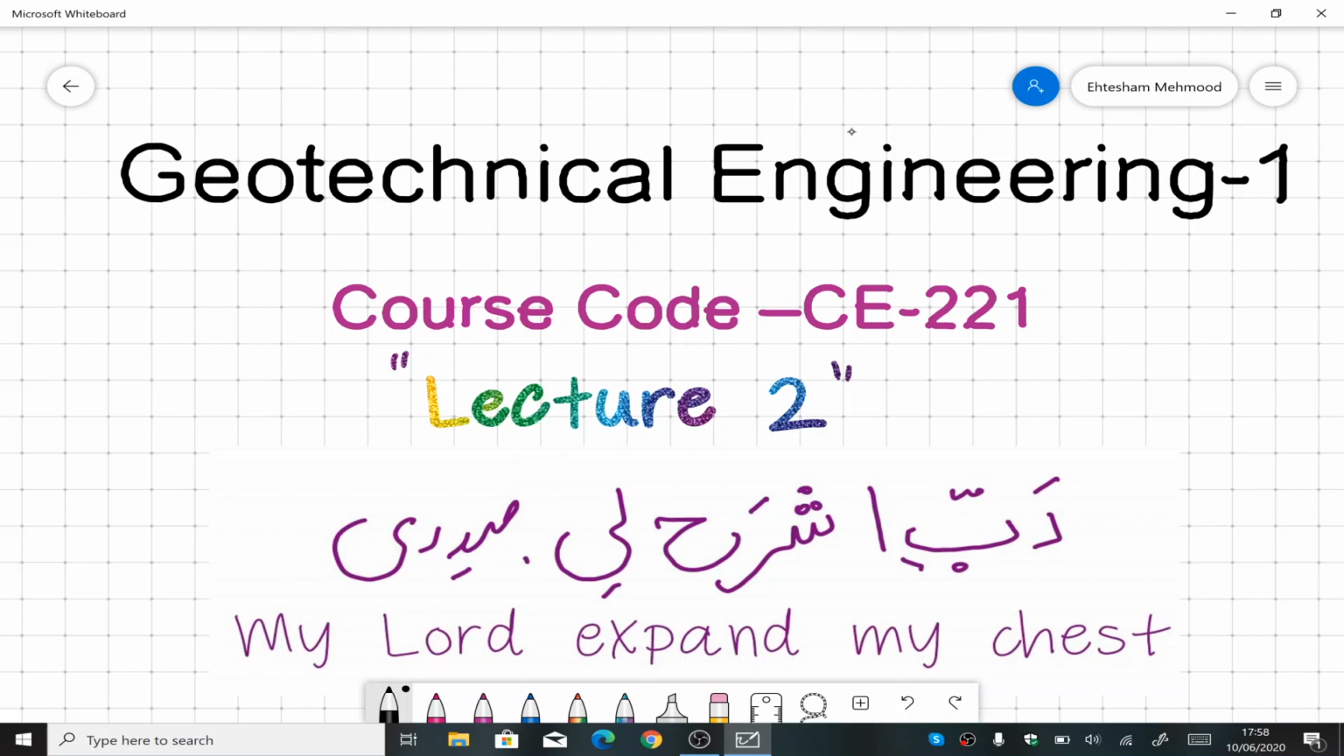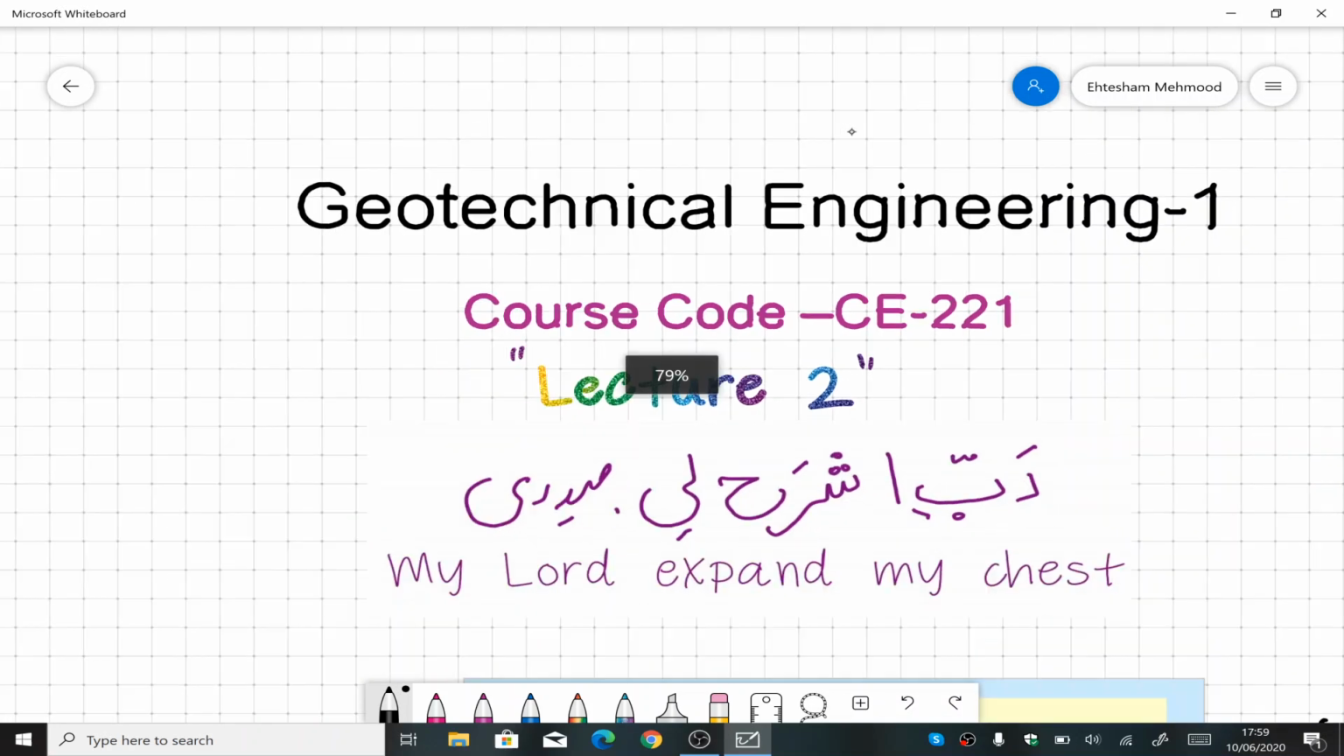So first we will recite this dua, Rabbi Shrah li Sadri, that means my Lord, expand my chest. Being a student, we all should remember this dua and recite it day and night, okay? That will help us learn easily and inshallah Allah helps us in learning.